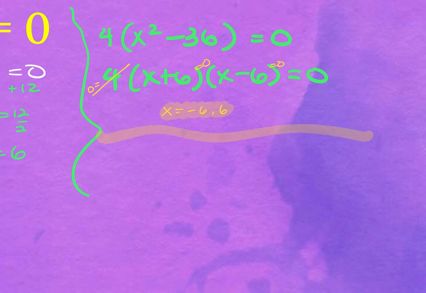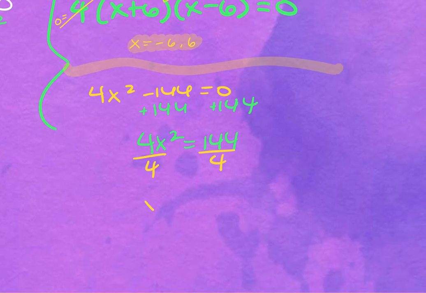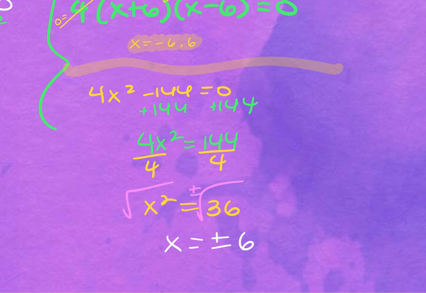The other option is take your 4x squared minus 144 equals 0. Add the 144 to the other side. 4x squared equals 144. Divide both sides by 4. X squared equals 36. Square root both sides, putting a plus and minus in the front. No, just the easiest. That's what I did.